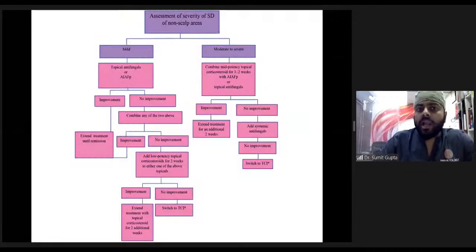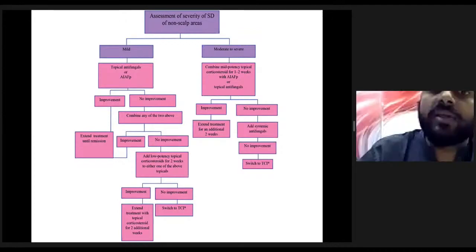So if we talk about non-scalp areas, if it's a mild seborrheic dermatitis, mostly just topical antifungals or non-steroidal agents which are anti-inflammatory and also have antifungal properties, such as tea tree oil or bisabolol. They help in reducing these symptoms. If improvement is noticed, it is extended until remission. If there is no improvement, then we need to combine both topical antifungals as well as anti-inflammatory agents.